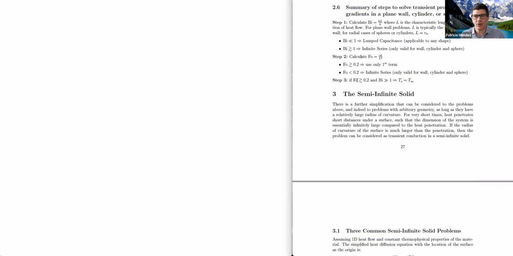If the Fourier number is bigger than 0.2, let's call it long times, and the Biot number now is much bigger than 1, we can say that the surface temperature of whatever we're talking about is essentially the same temperature of the fluid, right? And this would be for any shape. We would say the surface temperature is that of the fluid.